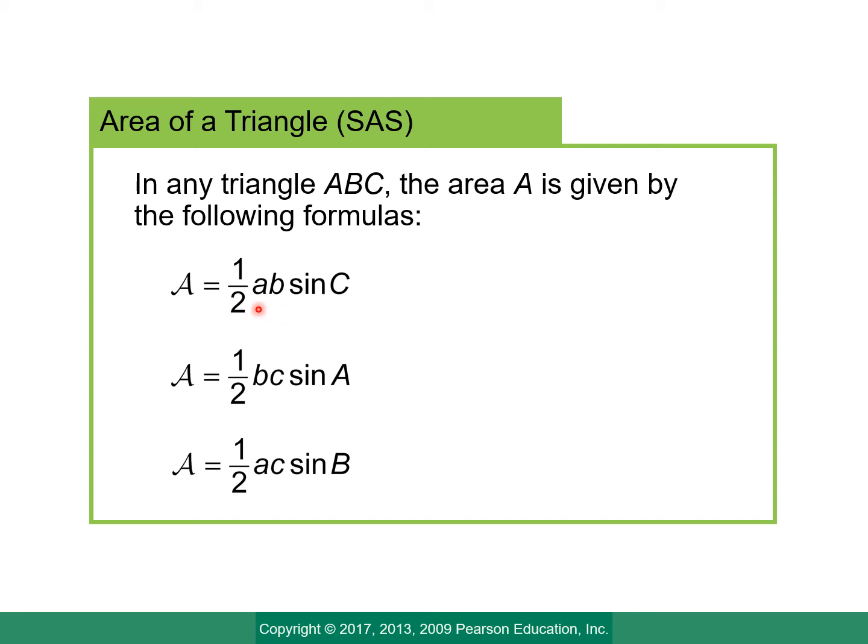So if you draw this triangle, side A and side B, the angle between them is angle C. Same thing here, side B and C, the angle between those is angle A. And same thing for AC and then capital B. So these are different versions of your area of a triangle formula, and you pick which one you're going to use depending on what's given to you, which given information you know.